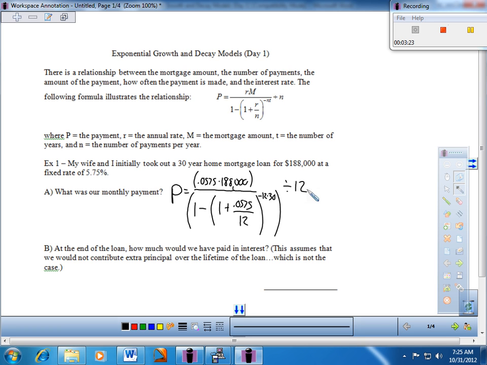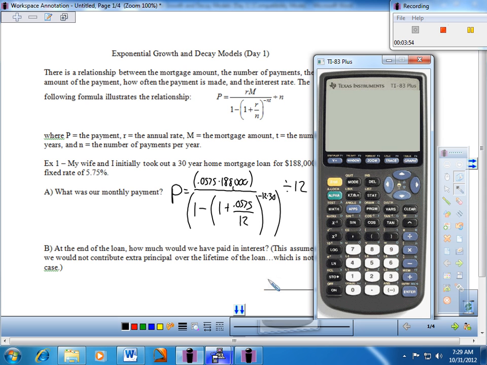In this particular case, again, it's a 30-year loan. We pay every month, so 12 payments per year. We took out $188,000, and the interest rate is 5.75%. So let's take a look. Let's bring up the calculator and give it a try.